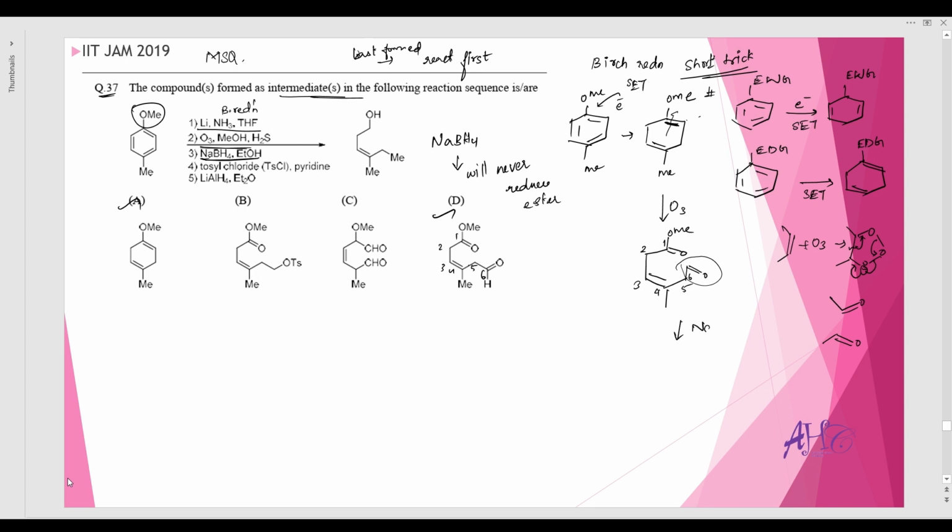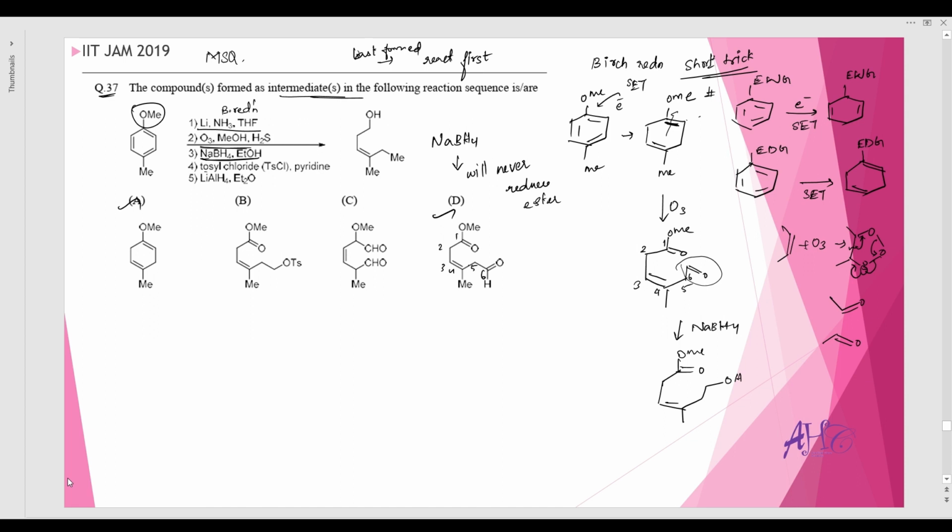So in the presence of NaBH4, this will be converted to alcohol. So your product is going to be like this. So methoxy, you'll have your carbonyl, and then you have your double bond O. Here you'll have your alcohol group like this. Okay, in the ring you'll get your alcohol.